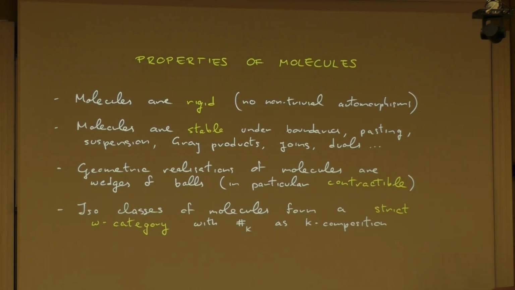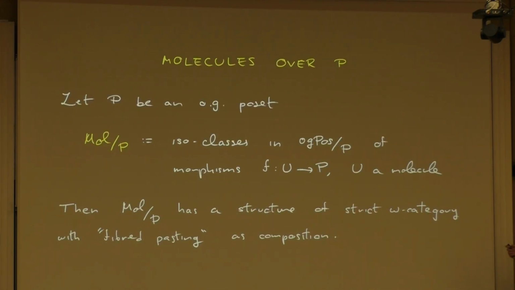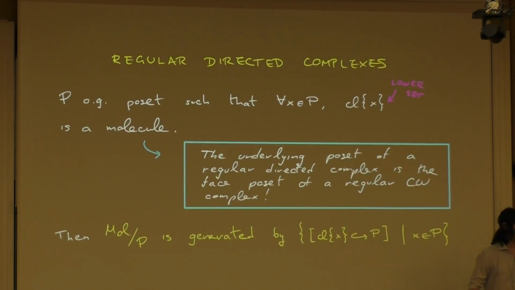And the most important thing is that the isomorphism classes of molecules in this category form a strict omega category with this universal pasting operation, this k-composition. And it serves us well that pasting here is defined by universal property, because it allows us to descend to slices over any oriented poset, by taking very simple fibered versions of the theorem that I gave before, and say that these isoclasses in the slice over P of morphisms from a molecule to P will always have a structure of strict omega category with this fiber pasting, this composition. I'm almost finished. I have only a couple more slides.